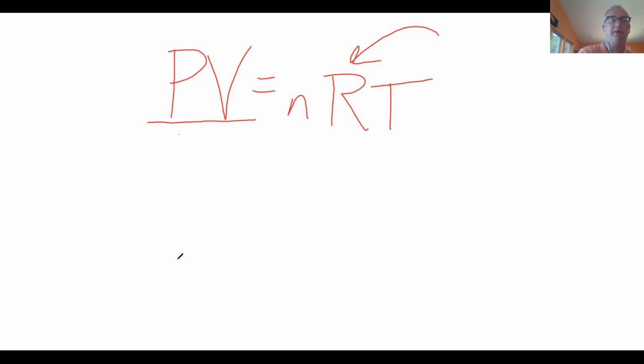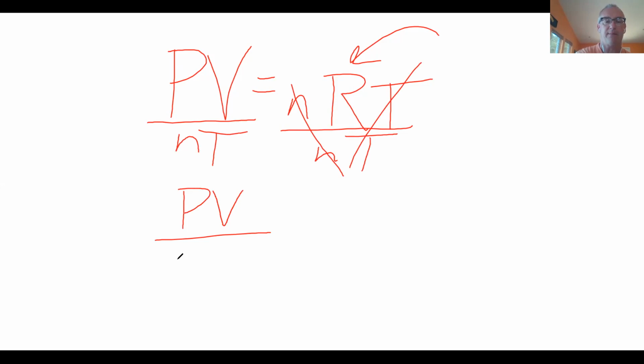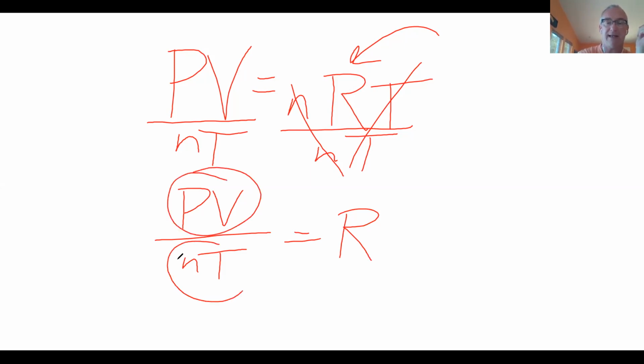All right, so I'm going to divide both sides by NT. So I cancel my N's, I cancel my T's, and look what I'm left with. PV divided by NT equals R. So that's what I'm looking for. So basically, I want to plot something that relates PV and NT. Look what's in the numerator and what's in the denominator.